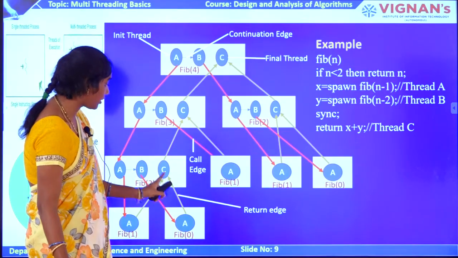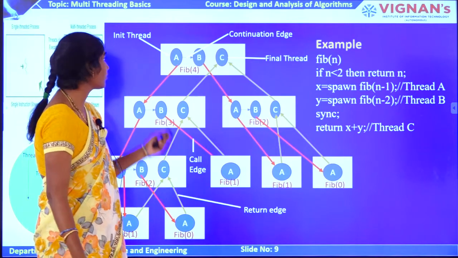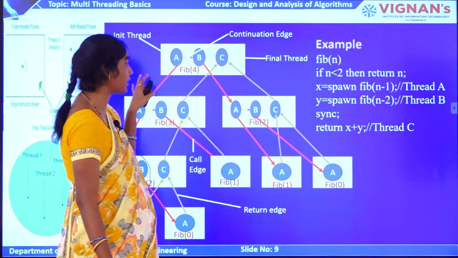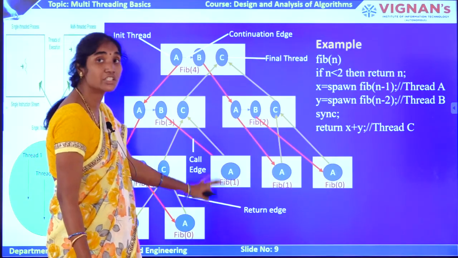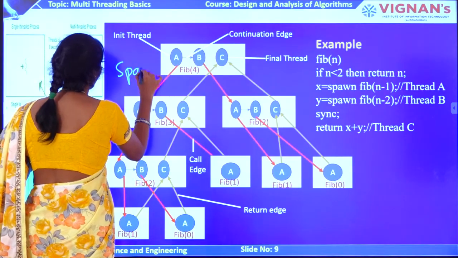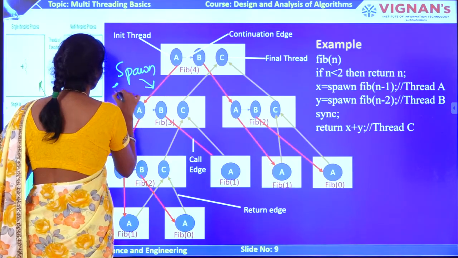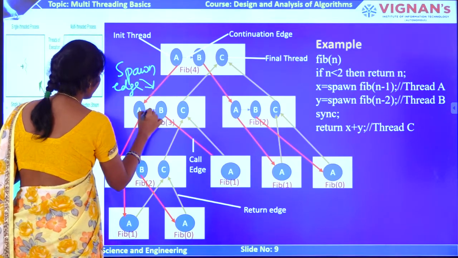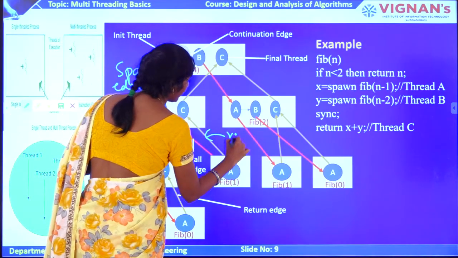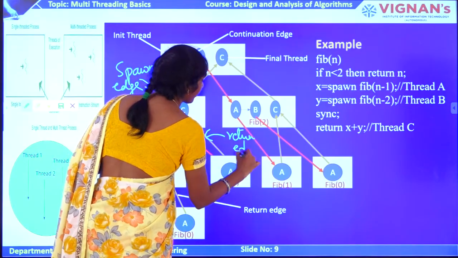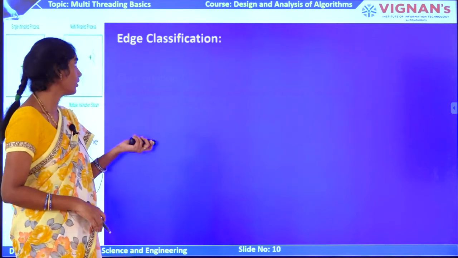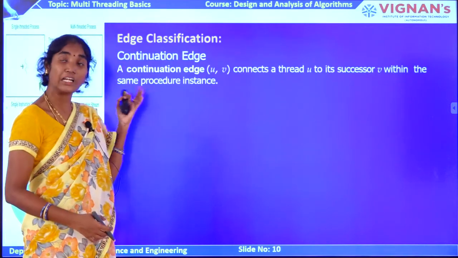Now here yellow one represents return edge. So in this diagram you have seen several types of edges, which are initial thread, continuation edge, return edge, and a call edge, and even the spawn edge. This is spawn edge, and here this is continuation edge, and this is return edge, right. So now we are going to learn all these types of edges, right.